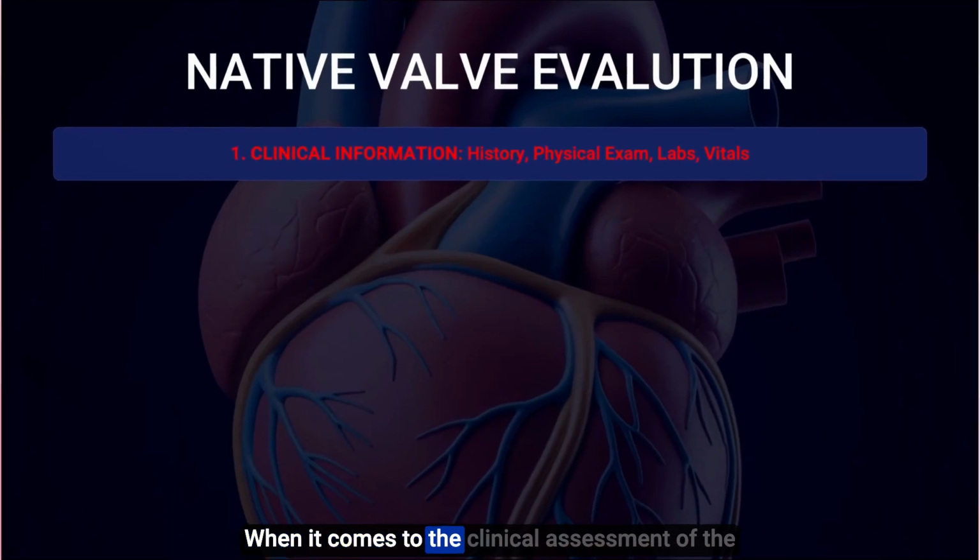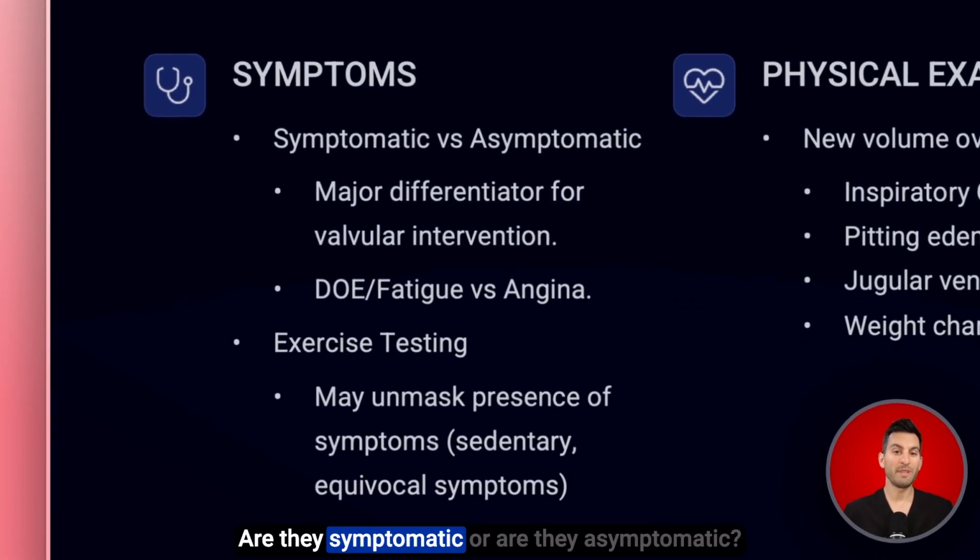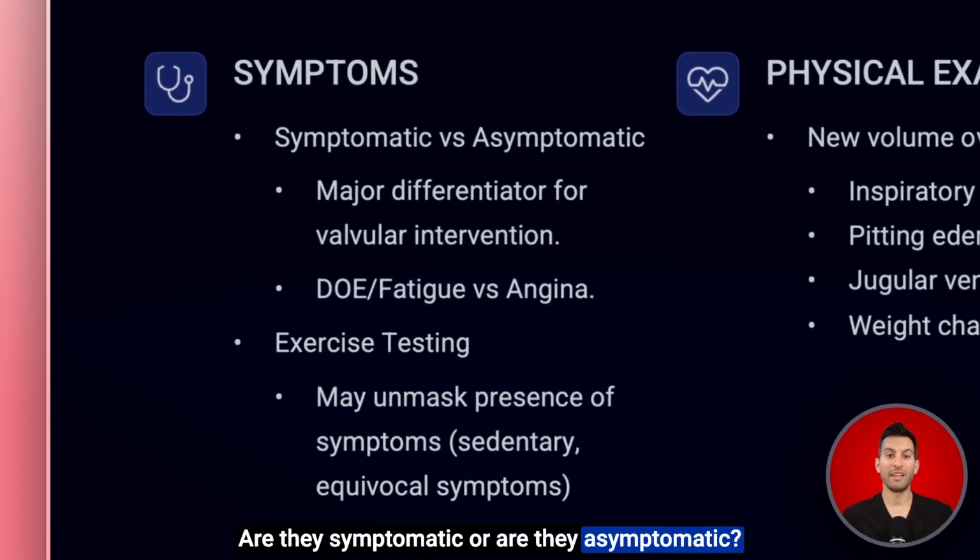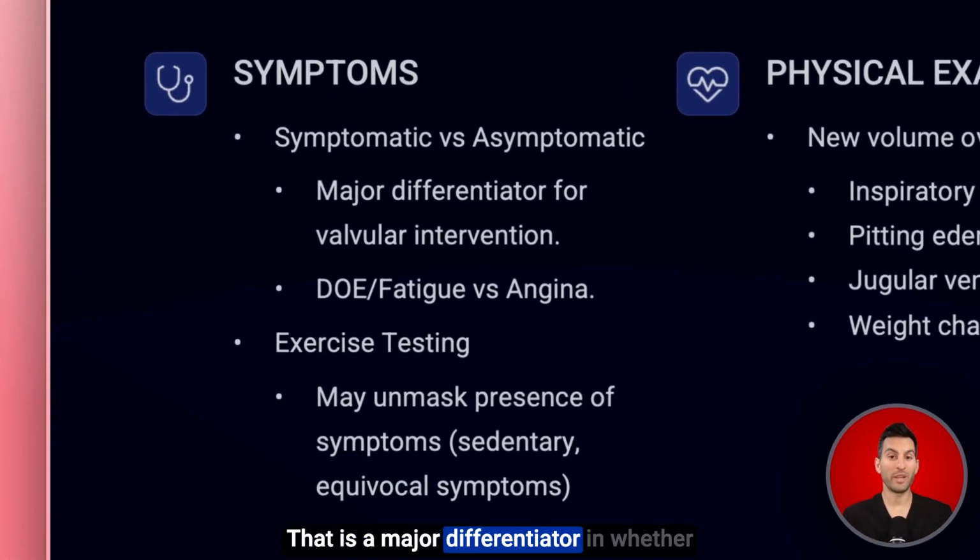When it comes to the clinical assessment of the patients, things we want to consider are the history and symptoms of the patient, certain physical exam findings, laboratory values, and also vital signs, as these can come into play, especially during echocardiographic assessment of the patient. Are they symptomatic or are they asymptomatic? That is a major differentiator in whether you would intervene on a valve or not.